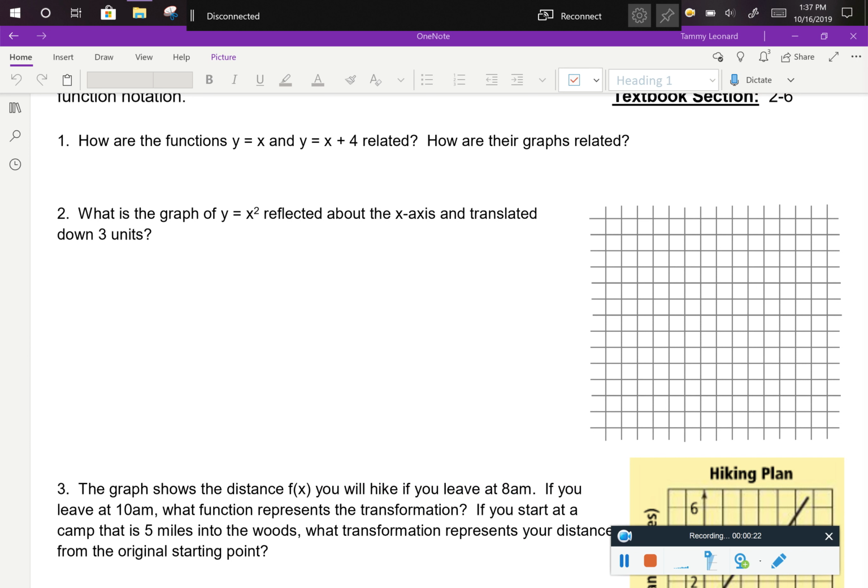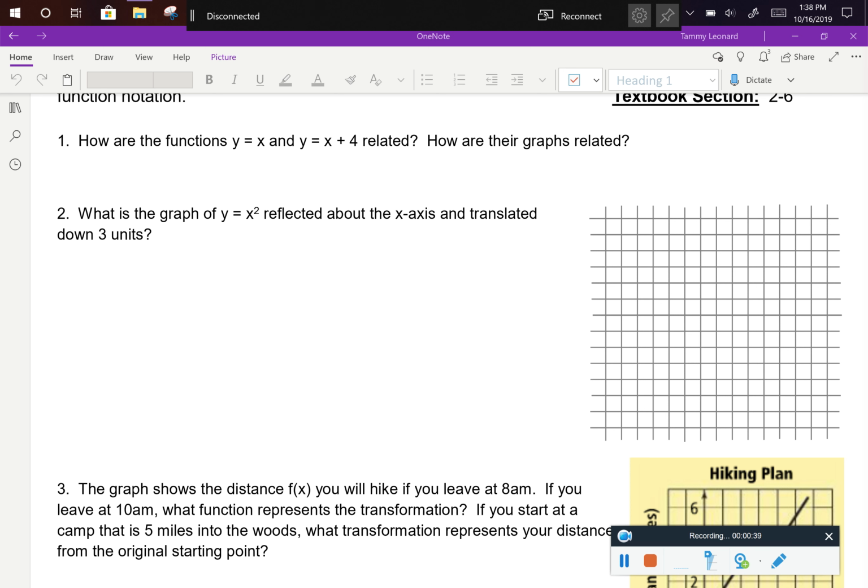So this says, how are the functions y equals x and y equals x plus 4 related? And then how are their graphs related? So notice that's two different questions. The first question is, how are the functions themselves related? The second question is, how are their graphs related? So who can tell me something about that?